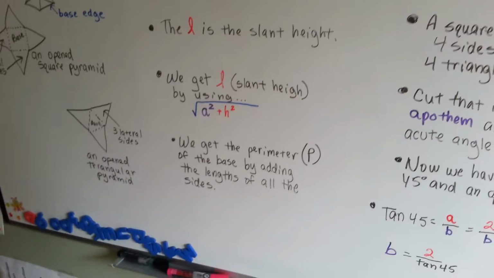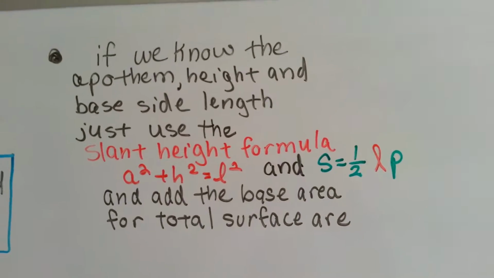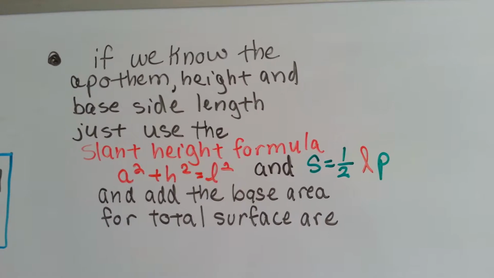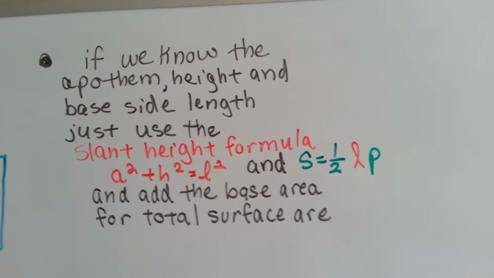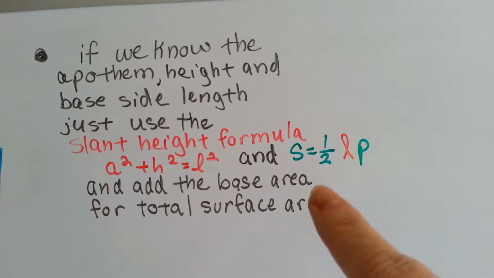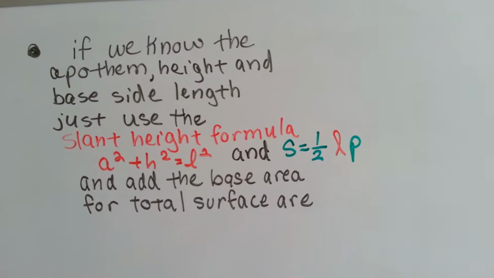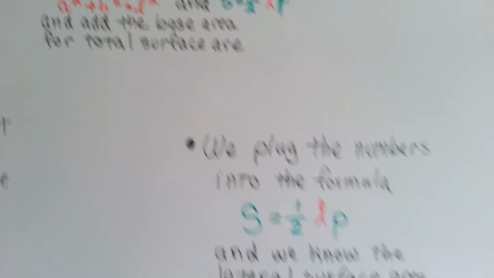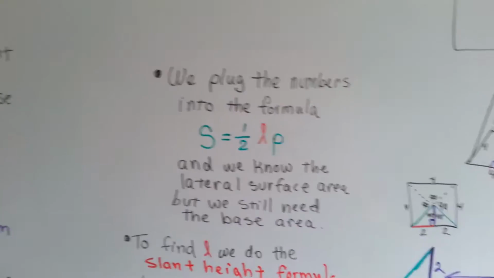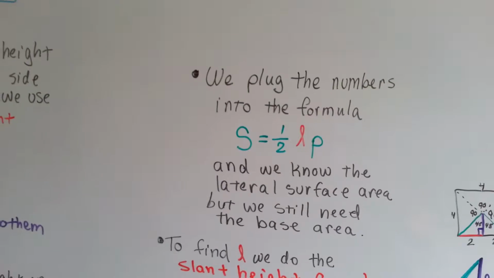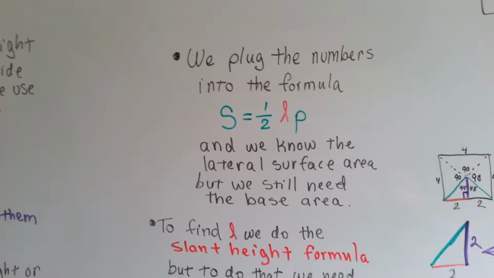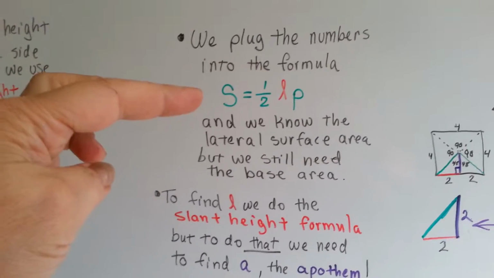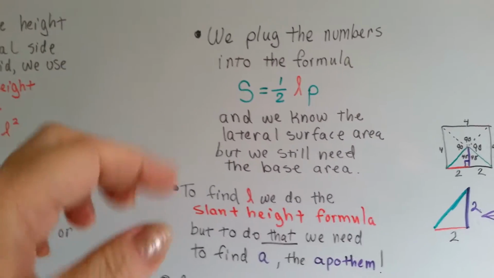Now, what I want you to realize is this. If we know the apothem and the height and the base side length, we just use the slant height formula, and S equals half slant height times perimeter, and we just add it all together and we get the total surface area, right? What if you don't have the apothem, though? That's where the work comes in. That's where we need to start doing our math. So we plug the numbers into this formula and we'll know the lateral surface area, but we still need the base area, okay?